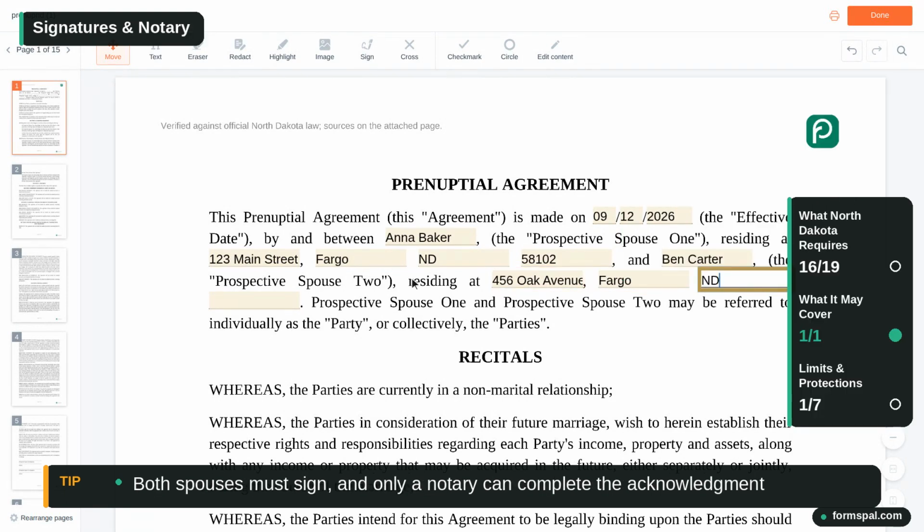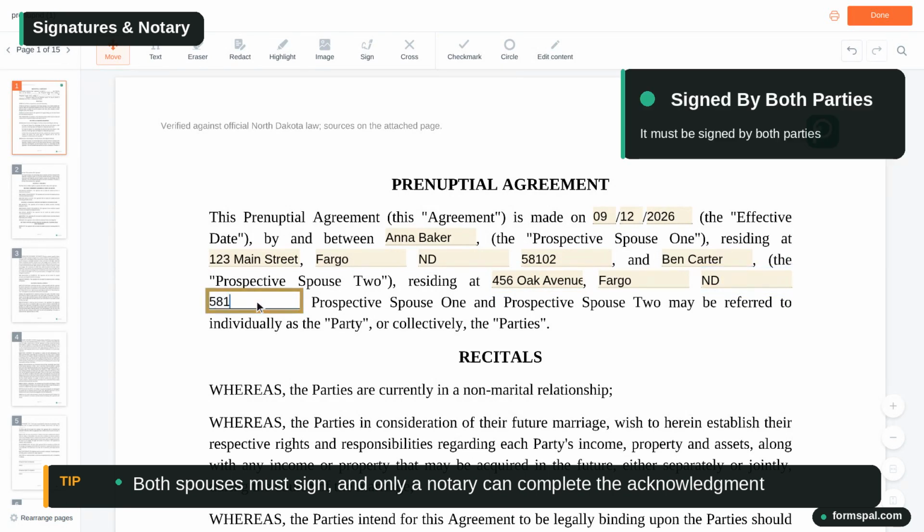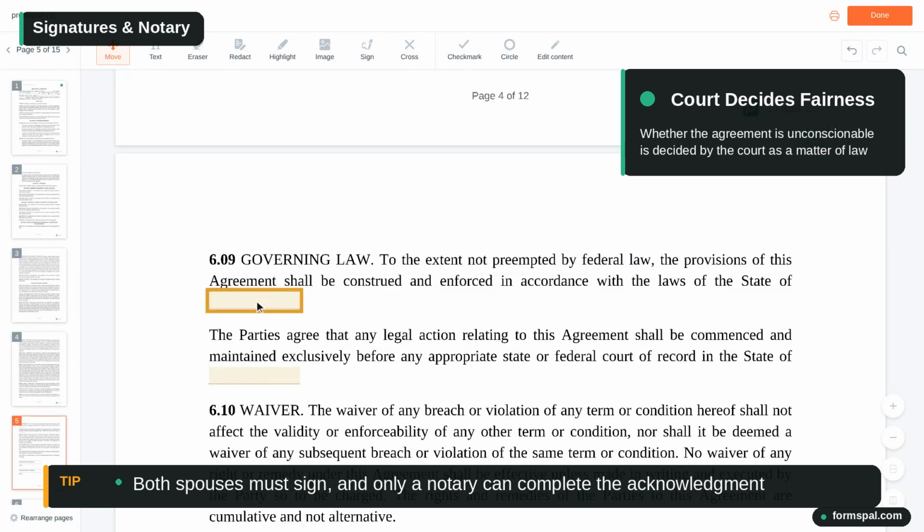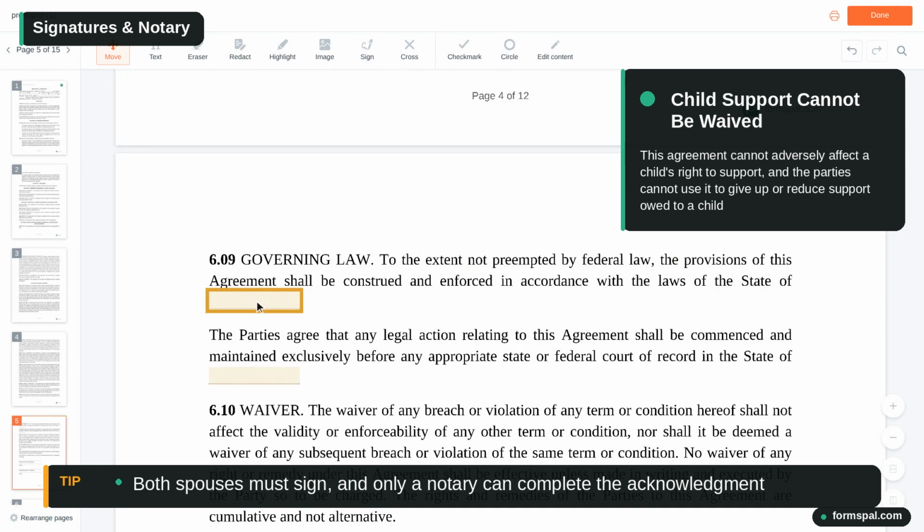The agreement closes with a signature line and a dated line for each spouse. Both people have to sign it, so neither page stands alone. The court decides whether the agreement is unconscionable, and it decides it as a question of law. It cannot touch a child's right to support. The couple cannot sign that away or trim it.